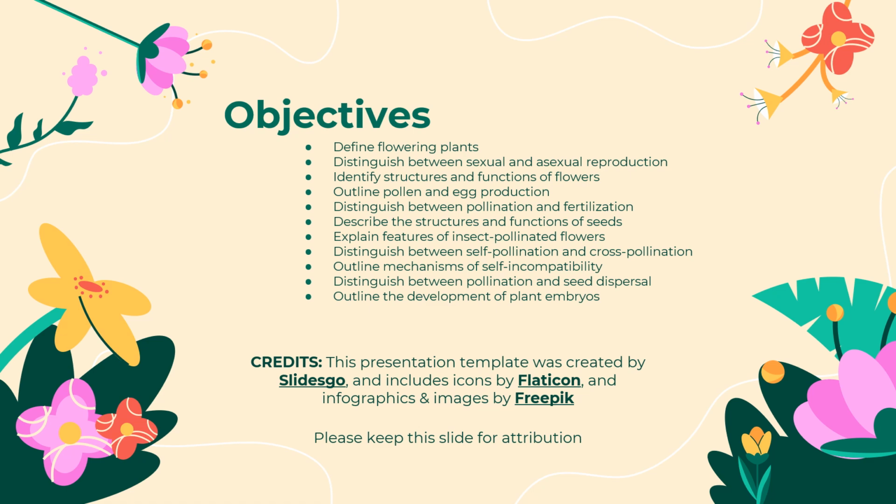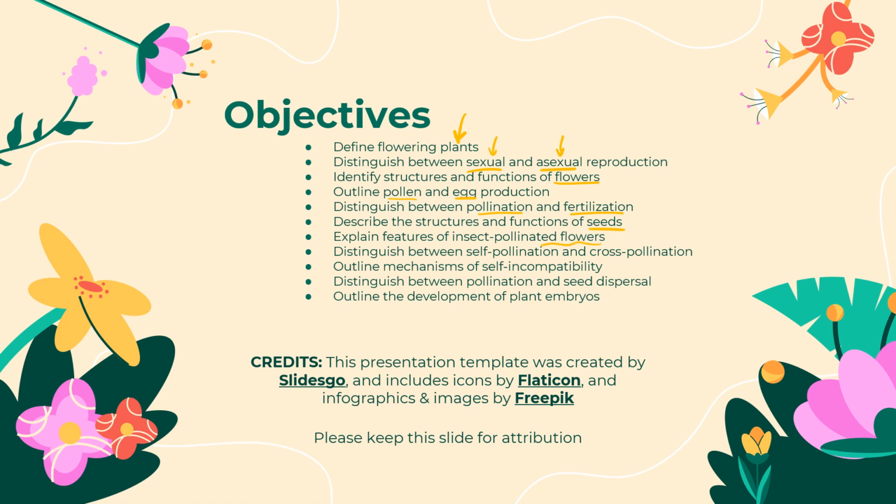And on that note, my friends, we have accomplished all of our objectives. We defined what even are flowering plants. We distinguished between sexual reproduction and asexual reproduction. One parent needed, two parents needed. We talked about structures and functions of flowers. We talked about pollen production in the anthers and egg production in the ovules. Pollination is the transfer of pollen. Fertilization, egg meets sperm. We talked about all the different pieces and parts of seeds.